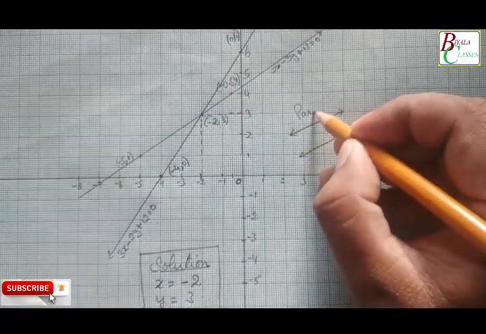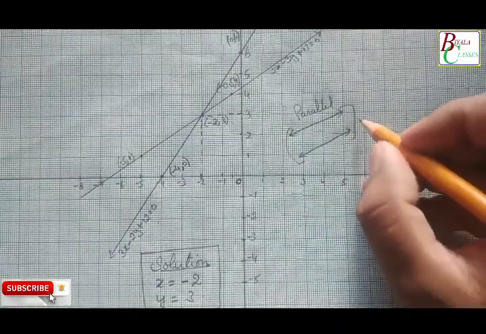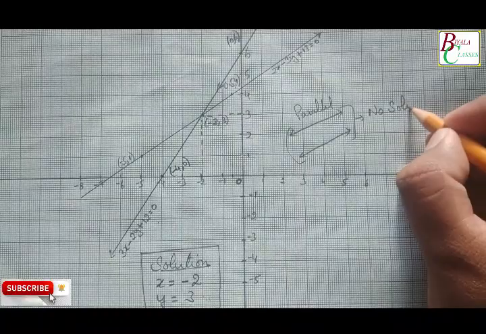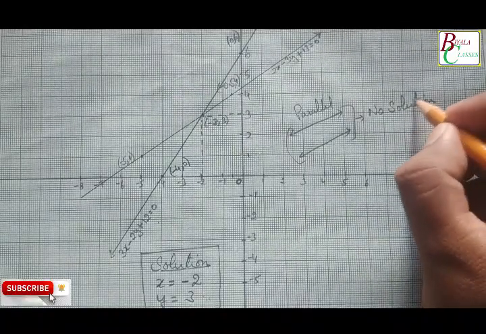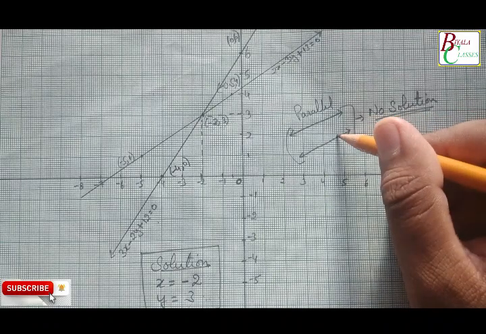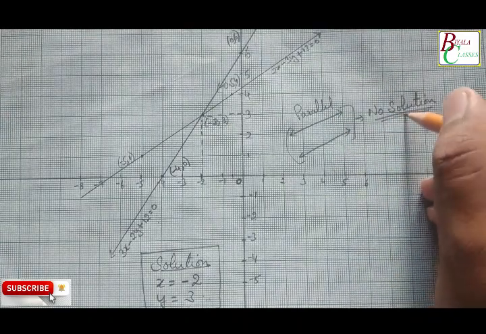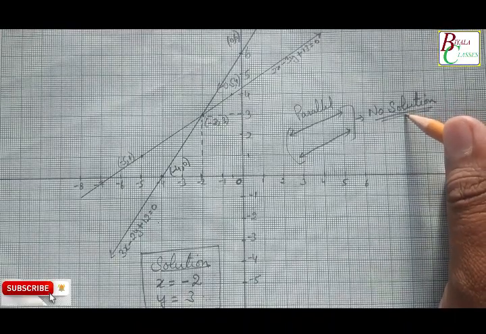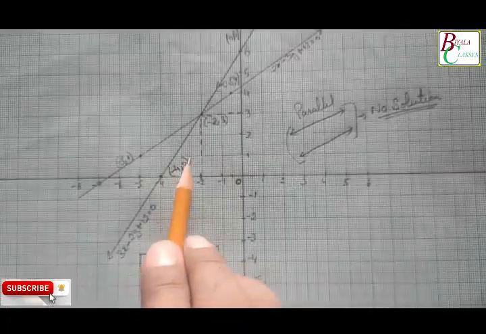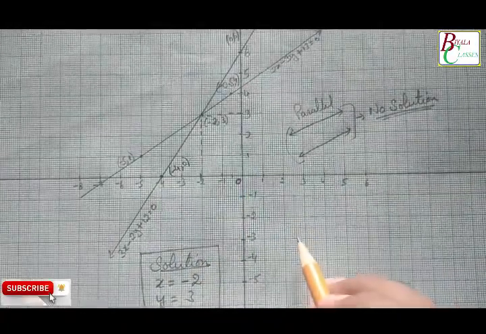So if you get parallel lines as the graph, then we say that the equations do not have any solution, because the lines are parallel, so no point is in common. When there is no point in common, we say that the equations have no solution. And there is one more condition which arises. First is intersecting lines, second is parallel lines, third is coincident lines.